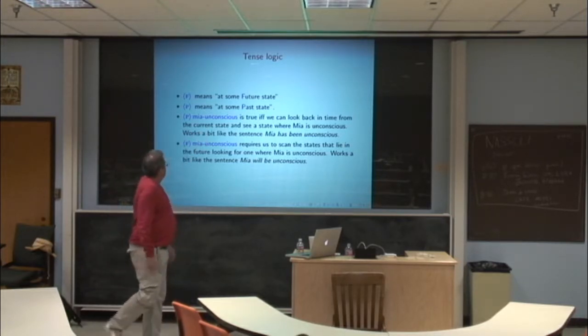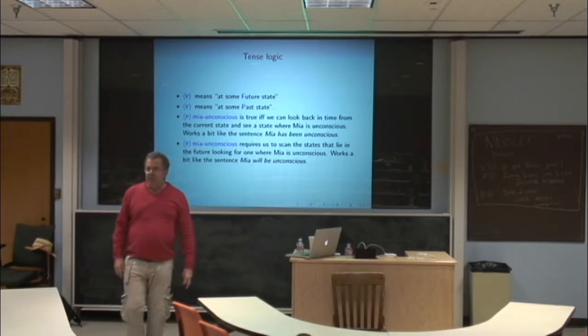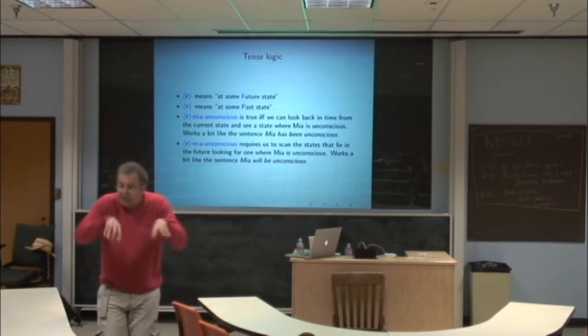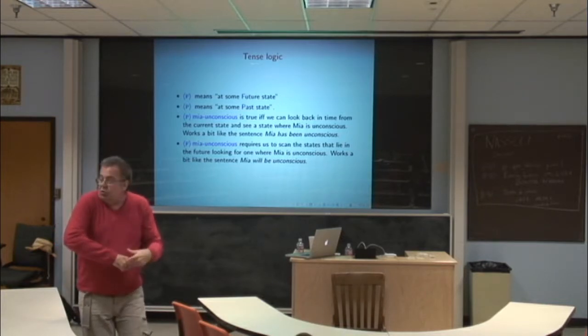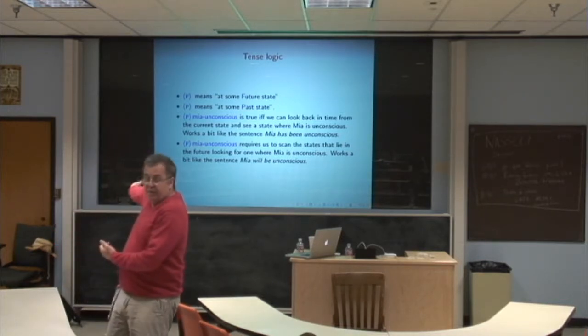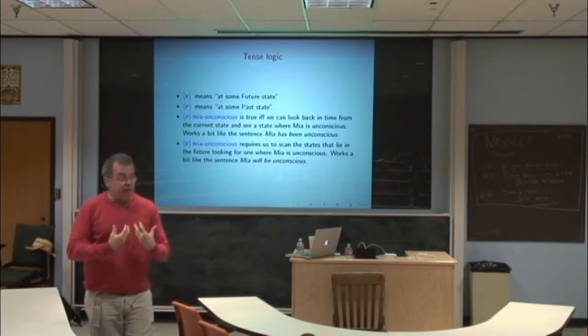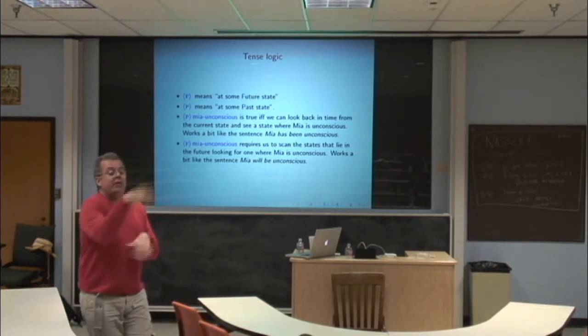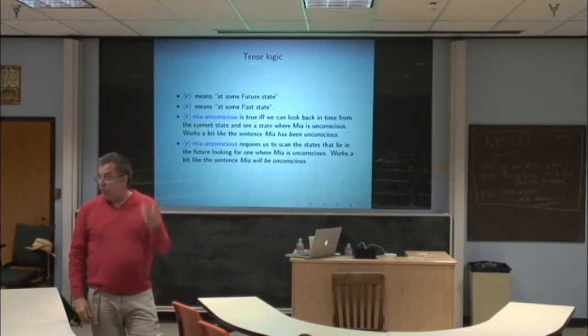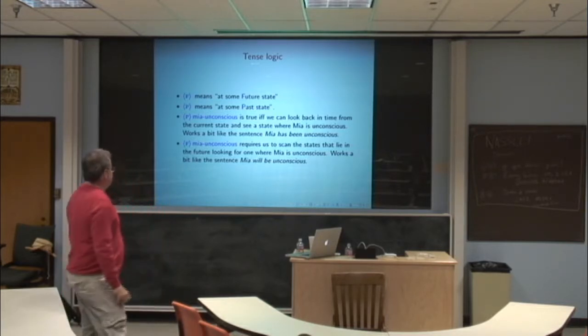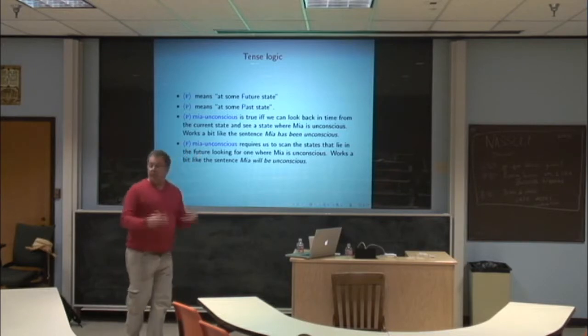in the past, Mia is unconscious, that would be true at some particular time. So again, we jump in the model, we say, in the past, Mia was unconscious. If we can turn around, we can find a time in the past where she was. And Mia unconscious would be true if we could look forward into the future and find a time where she's unconscious in the future. Okay. So he thought they were very, very nice representations for natural language.